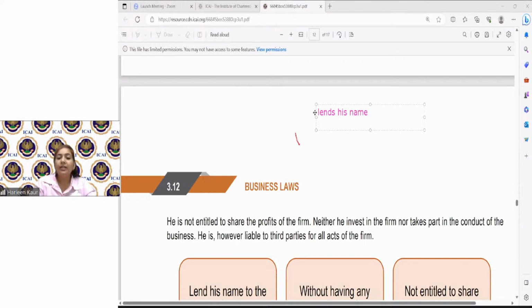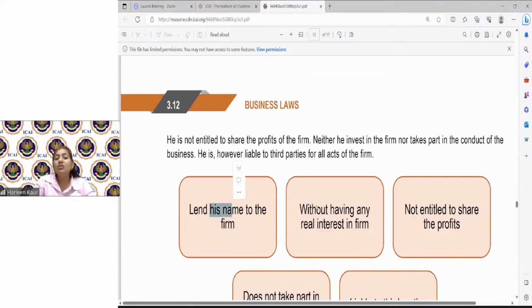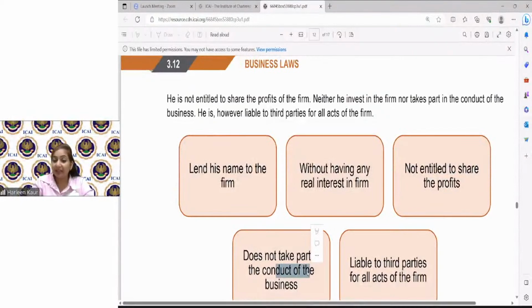Number two, he is not, okay, these points are already given over here. Number two, he is not having any real interest in the firm. Number three, he is not even getting any profits. Will you give profits to Shah Rukh Khan? He is a nominal partner in your firm. Only because of his reputation you have made him your partner. Because कल को पता लगेगा यार शाहरुख खान भी मेरी फर्म में पार्टनर है तो मुझे और काम मिलेगा. So he is not getting any share of the profits. Neither is he participating in the conduct of the business. But he is still liable to third parties.